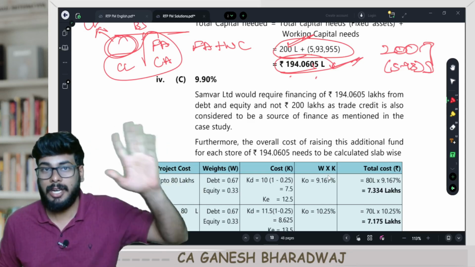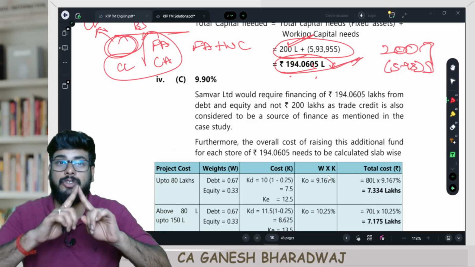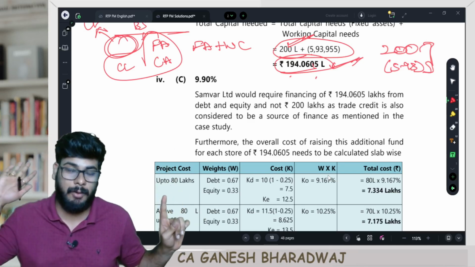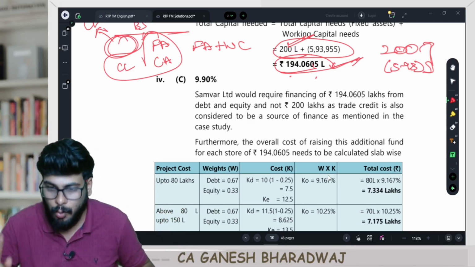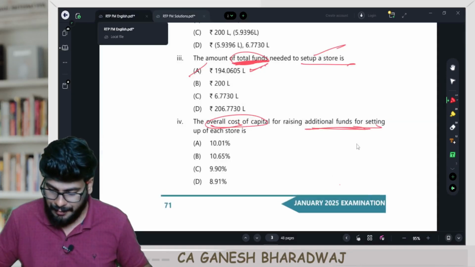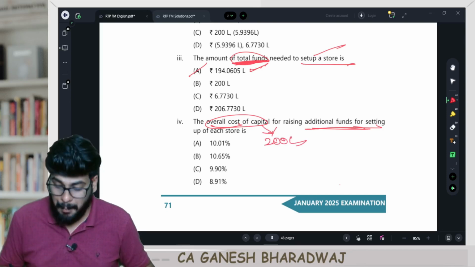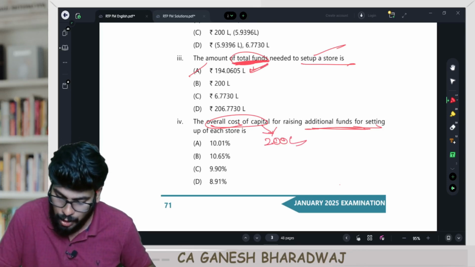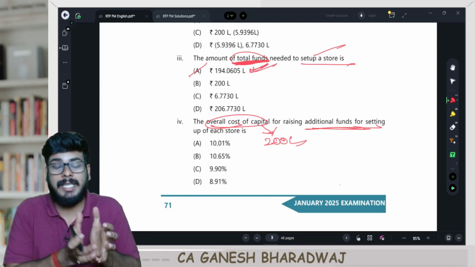In fact, during our lectures also, I have taught you that the cost of any long-term sources of finance should be completely ignored for the purpose of working capital. So for the purpose of cost of capital, I have told you this. However, it's an exception in this question. Why? Look at this. Ideally speaking, overall cost of capital, we should have calculated for 200 lakhs. But in this case, we have to calculate only for 194.06 lakhs. Why? Because we are adjusting the negative working capital.